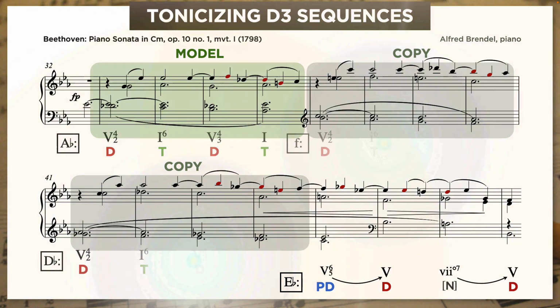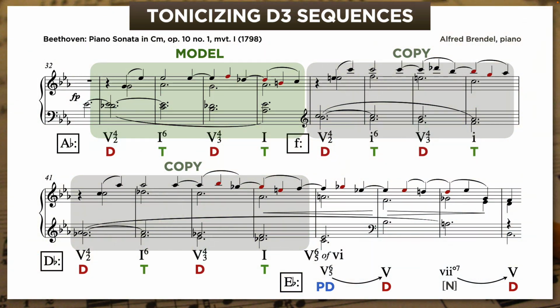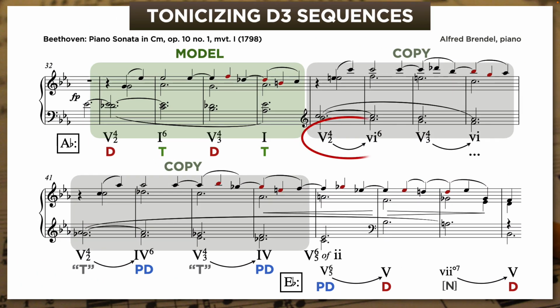Here is a totally different analysis, one that has the model and both of its copies analyzed with the same chords, just in a different key each time. So now we're briefly in A flat, then briefly in F minor, then D flat, and finally E flat. Now, I'll admit, I kind of like this analysis a little bit more because it gets rid of weird chords like 5-4-2 of 6-6, or even the 6-6 itself.